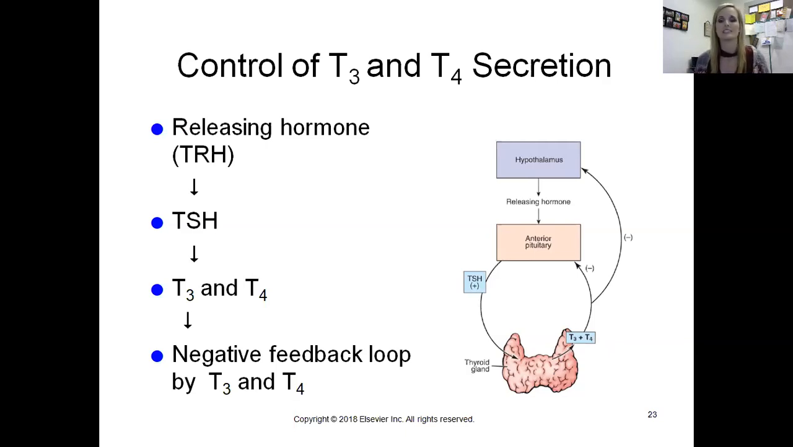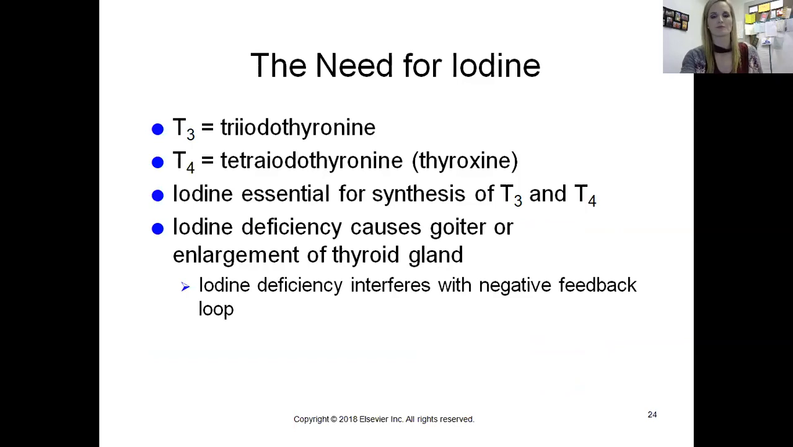And again, that is the negative feedback loop. We will stop secreting those hormones once we get to the level we want to be at. Otherwise, it can lead to hyperthyroidism, and we don't want that to happen. Again, homeostasis off balance can lead to problems. So again, these are the abbreviations for those. As long as you know them as T3 and T4, you're good.